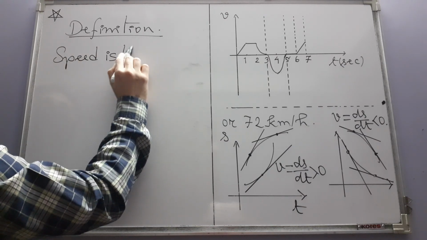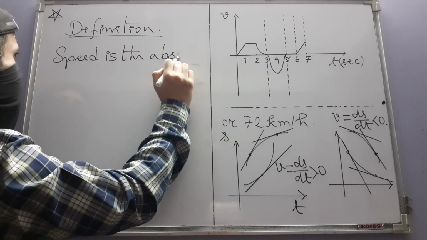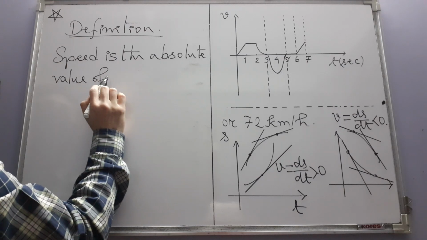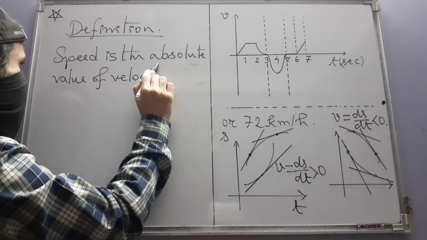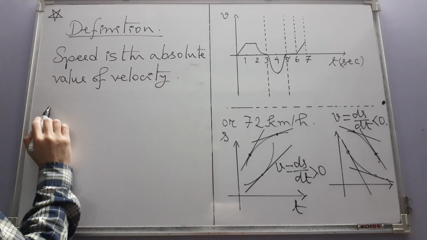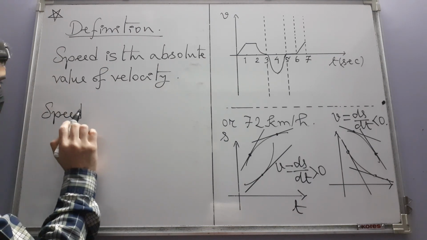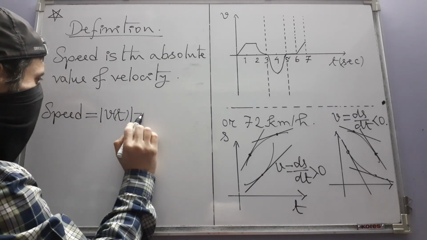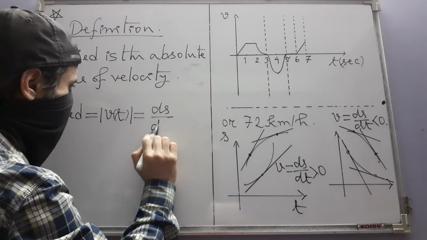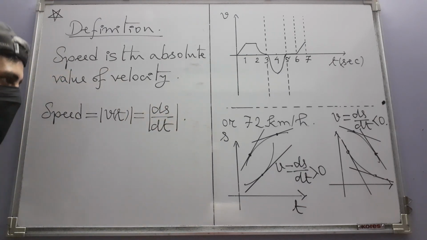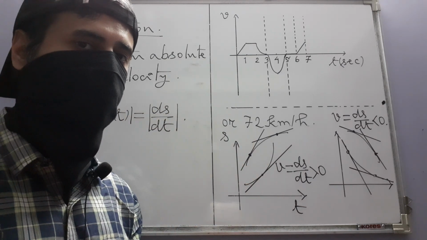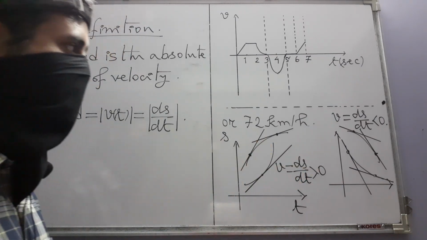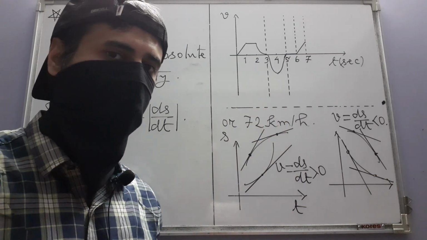Speed is the absolute value of velocity. That is, speed is this. Speed has the same unit as velocity, distance per time, in whatever units they themselves are being measured, kilometer per hour or meter per second or miles per hour.